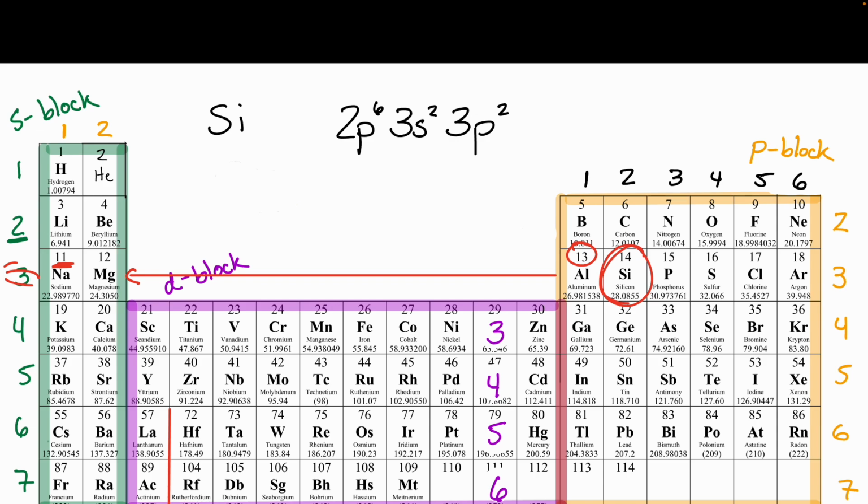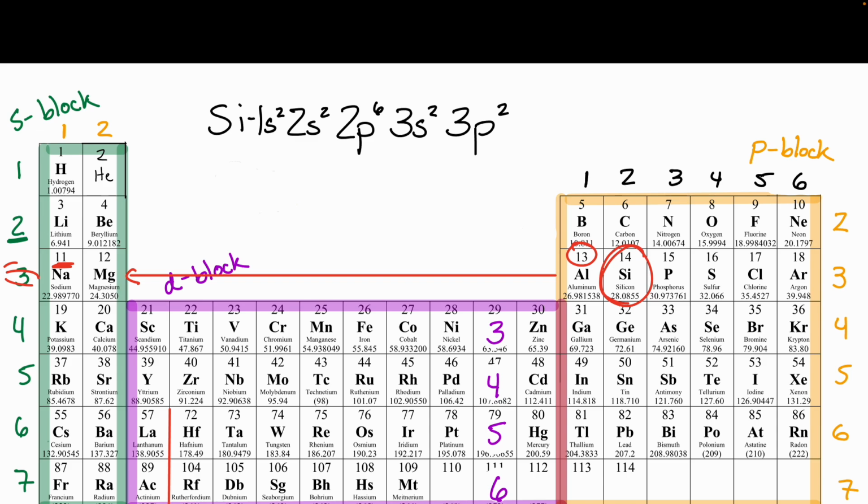What comes before 2p? 2s, 2s2, and in front of that, 1s2. Okay? So silicon's electron configuration is 1s2, 2s2, 2p6, 3s2, and then 3p2. There are 2 electrons in that last p orbital.